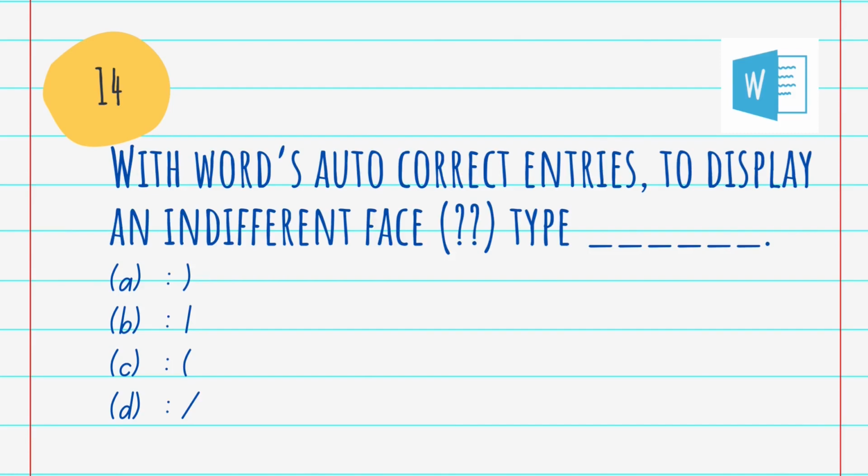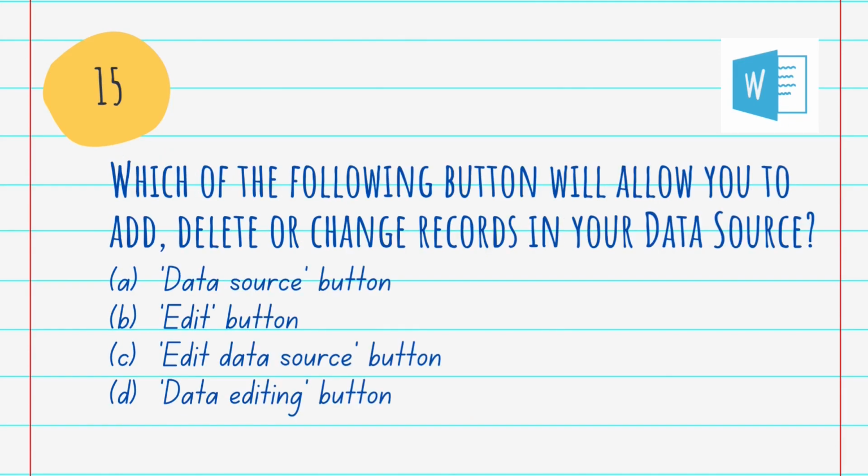With Word's AutoCorrect entries to display an indifferent face, type dash, and the answer is option B. Question number 15. Which of the following buttons will allow you to add, delete or change records in your data source? A. Data source button, B. Edit button, C. Edit data source button, D. Data editing button. And the answer is C.